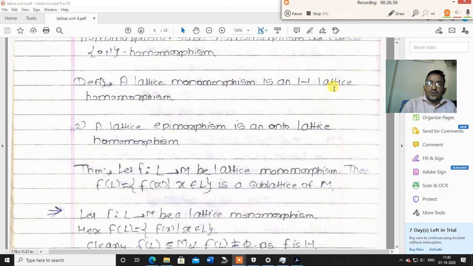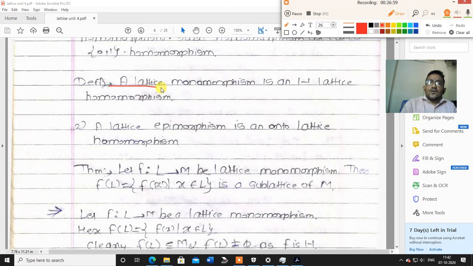what is a monomorphism. A lattice homomorphism is a monomorphism if it is a one-one lattice homomorphism. Then what is an epimorphism? A lattice homomorphism is an epimorphism if it is an onto lattice homomorphism. So a one-one homomorphism is a monomorphism, and an onto homomorphism is an epimorphism.